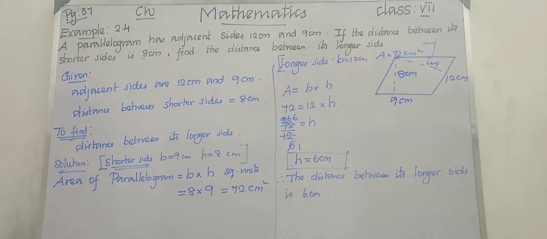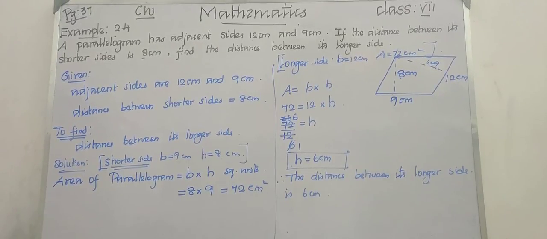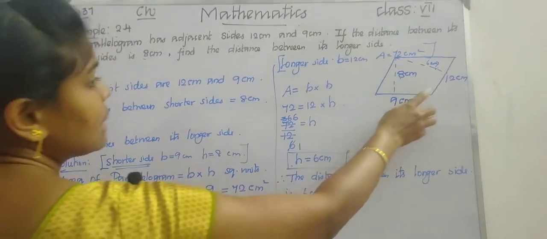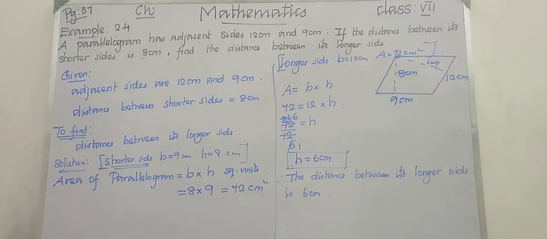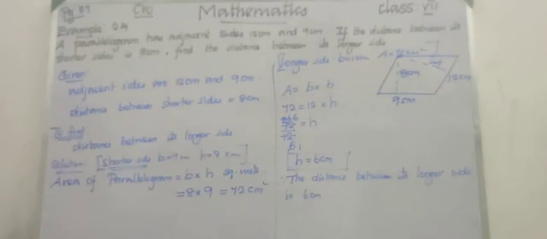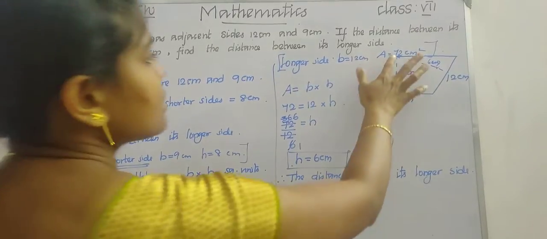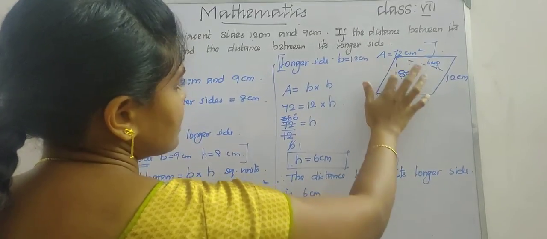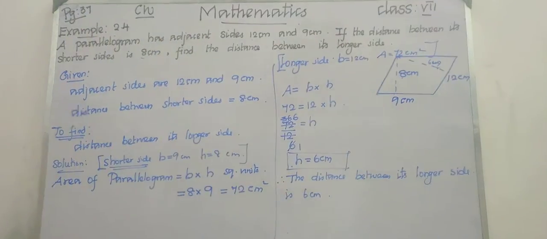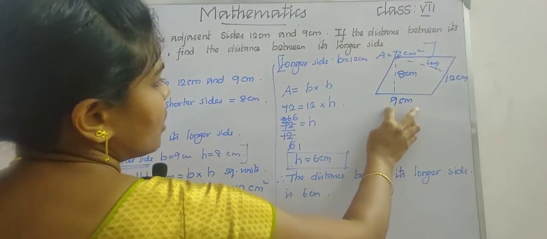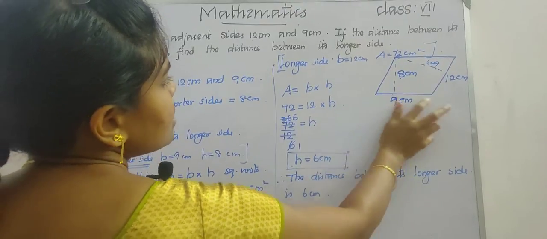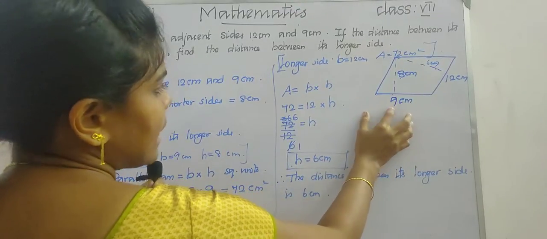So simply in this question, adjacent sides are given, that is 12 centimeter and 9 centimeter. I have marked them in this diagram, right? So 12 centimeter and 9 centimeter. And also the distance between the shorter sides is given. Let me assume this is the shorter side, that is 8. So that is the height, right? So height is 8 centimeter. They had mentioned it as shorter. So comparing these two, which is shorter? 9. 9 is the smaller one. So I had written the base as 9.